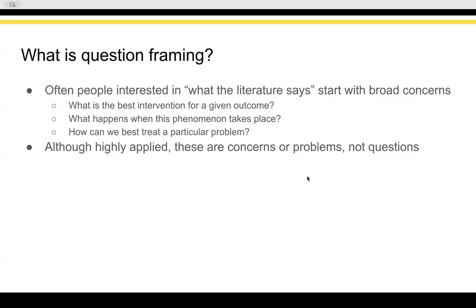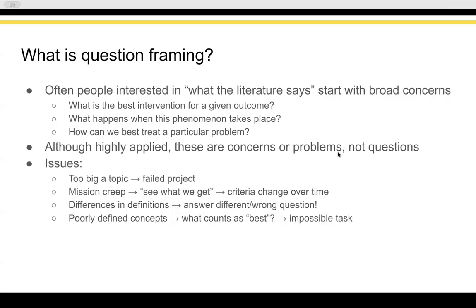Although they're highly applied, for many people, particularly people in policy, in our experience, they come along with a question that looks like that, and they think it's already very specific because it's at the level of a broad policy issue, which for them may be very specific. But they're still not questions that we can answer.